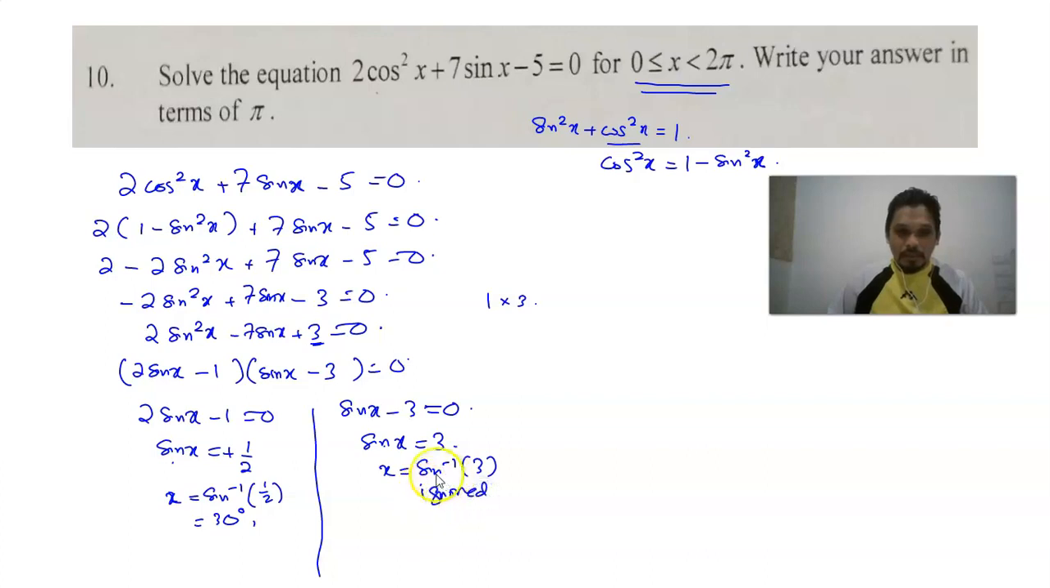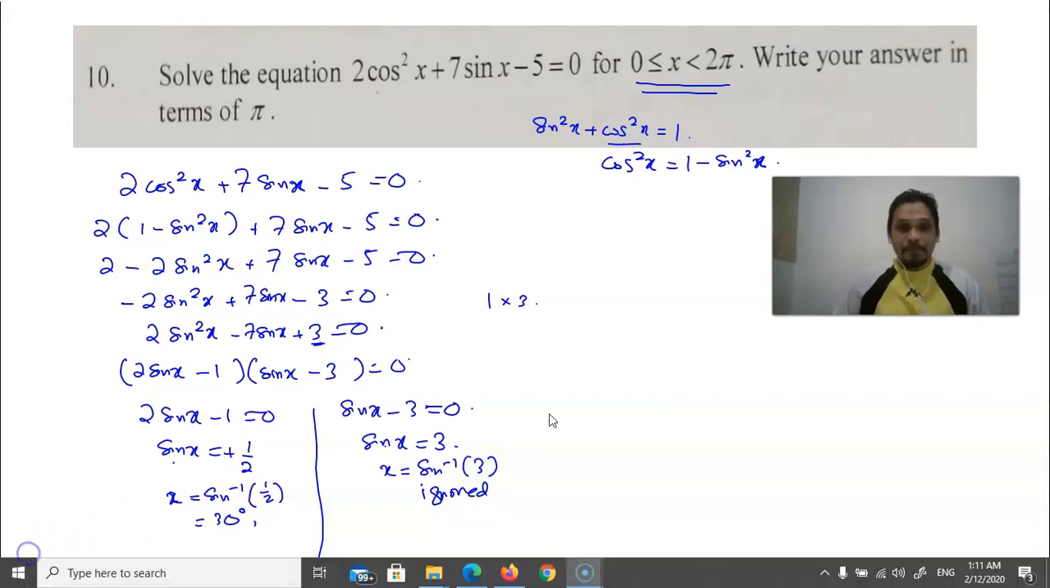Ignore, because arc sine of 3, there is no answer. If we recall, find out using the calculator. You may press your calculator: arc sine of 3, there is no answer given there, so we ignore it. So only one answer here.